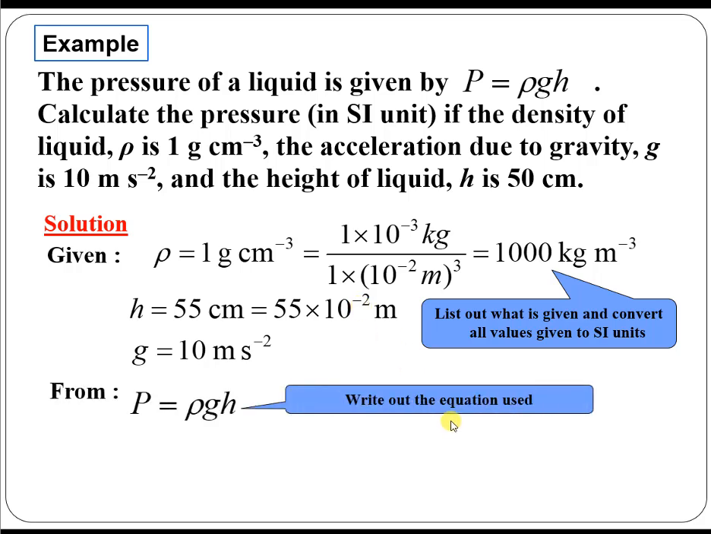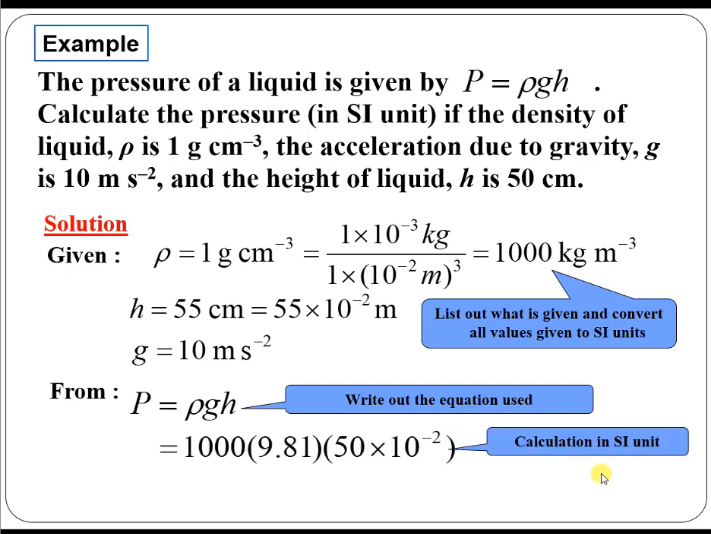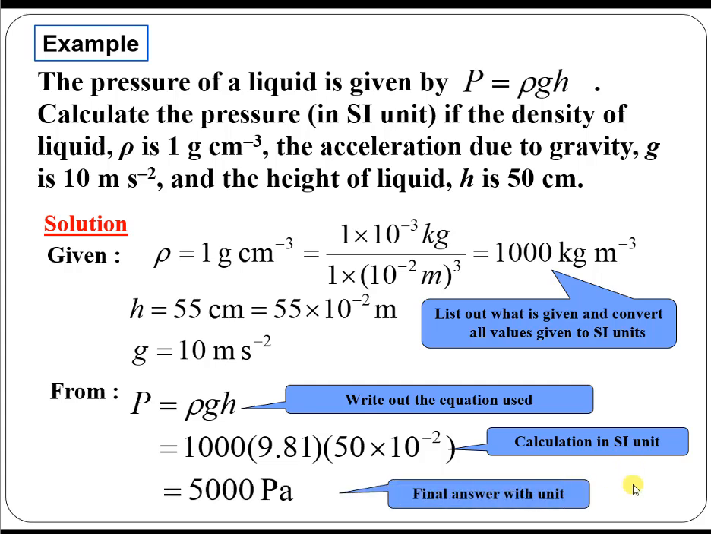Then we write down the equation we use to calculate the pressure. We substitute all the values and make sure the calculation is in SI unit. Then we are going to obtain the answer 500 Pascal. So bear in mind, don't forget to write down the unit for your final answer.